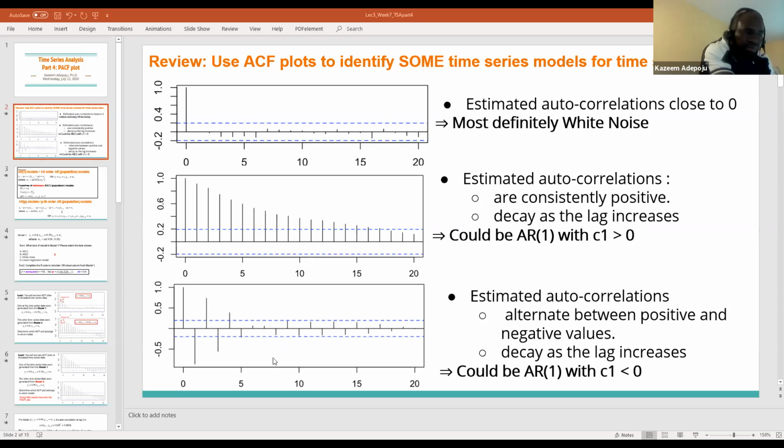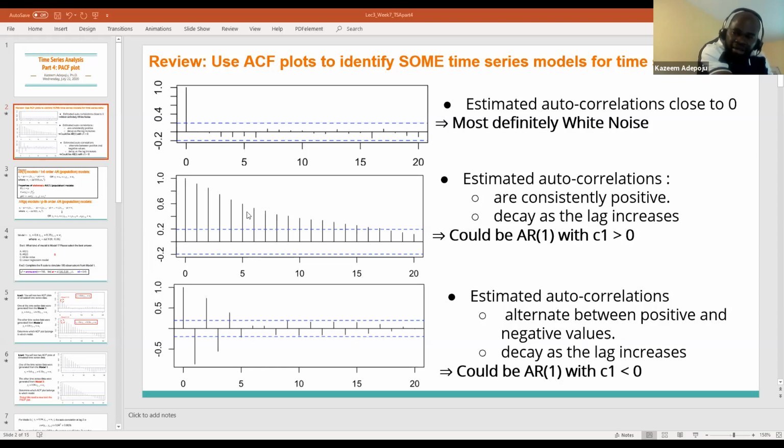But when you take a look at this one, this is going to be a mix-up. You get some negative autocorrelation values, and you also get some positive autocorrelation values. So that is why we said it alternates between positive and negative values. Can you see that now? In a situation where you get something like that, C1 is going to be less than 0.